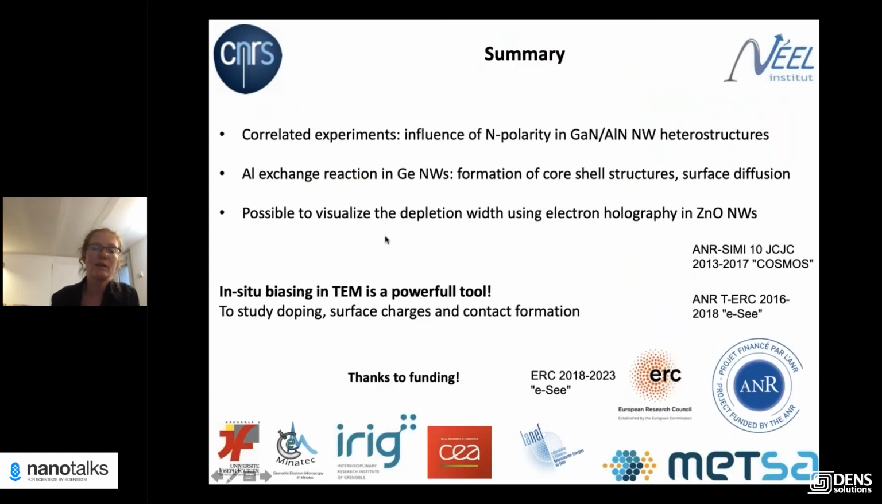So I showed you three topics: correlated experiments, the aluminium exchange reaction in germanium nanowires, and the possibility to visualize the depletion width using electron holography. So I think that in situ TEM is quite a powerful tool.